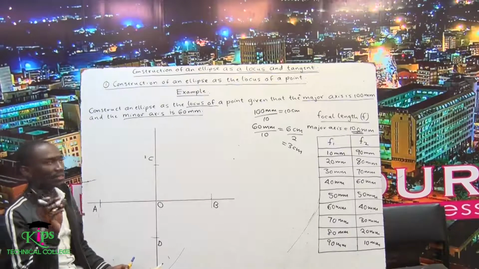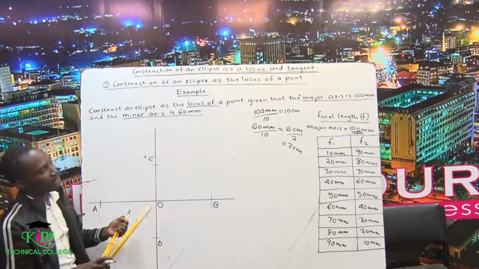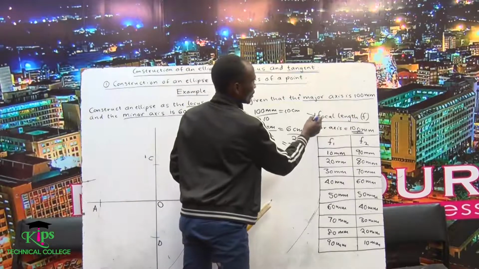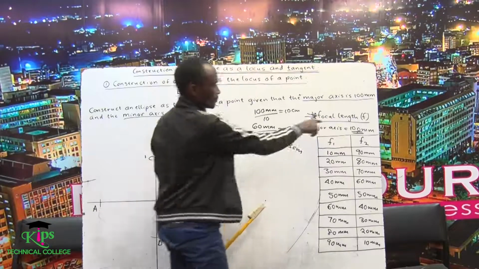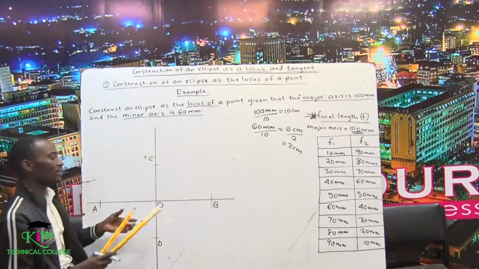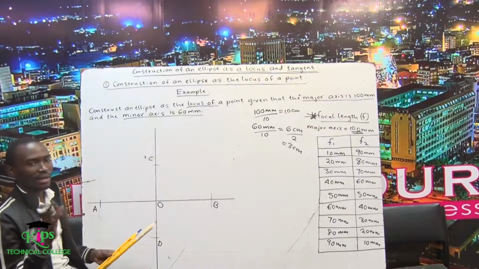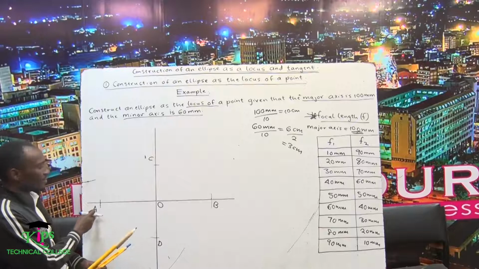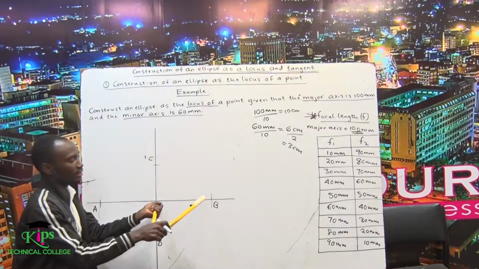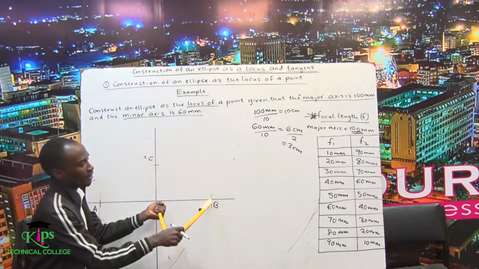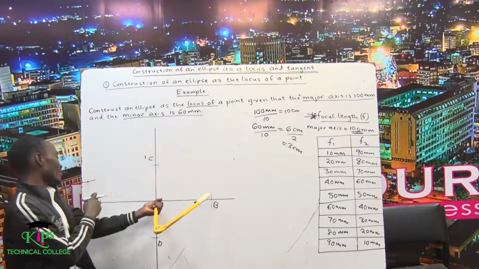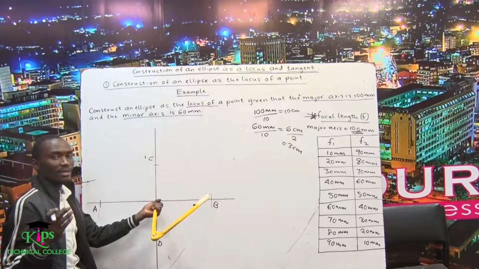Now I need to locate the focal length. Focal length, we said it should be represented by F. So I need to locate the focal length. To locate the focal length, I should take the distance of the major axis. I have the half of line A, B. So I should place my compass at point O, then extend it to either B or A. So it should be a half of the distance of A, B of the major axis.